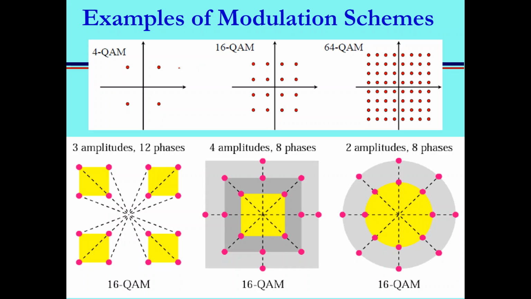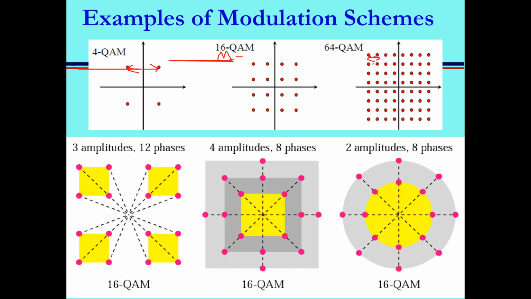And as you can notice, when you increase the modulation order, which we call M, this M equals here 4 or 16 or 64. When M is small, the distance between the symbols is large compared to large M. Yes?